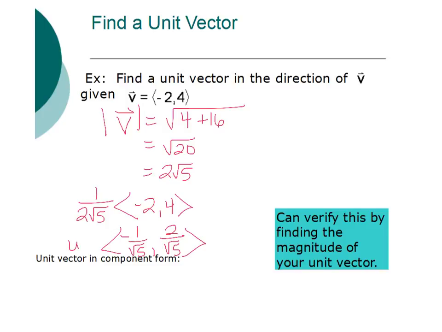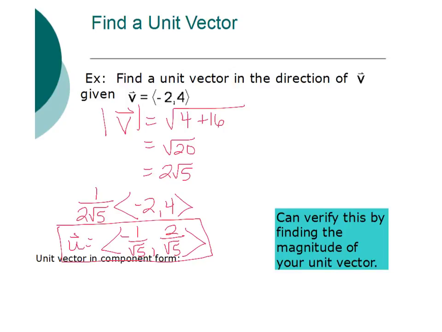And so this is my unit vector. I use a u instead of a v. That's the unit vector in the same direction as vector v. Could we verify this by finding the magnitude of my unit vector? Yeah, I could.